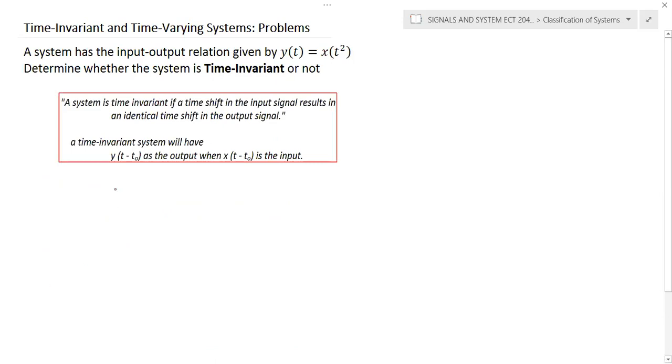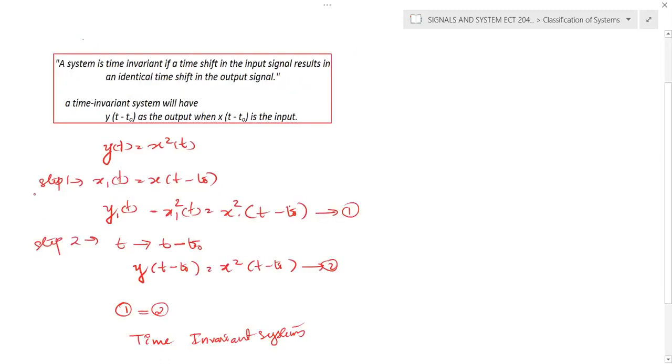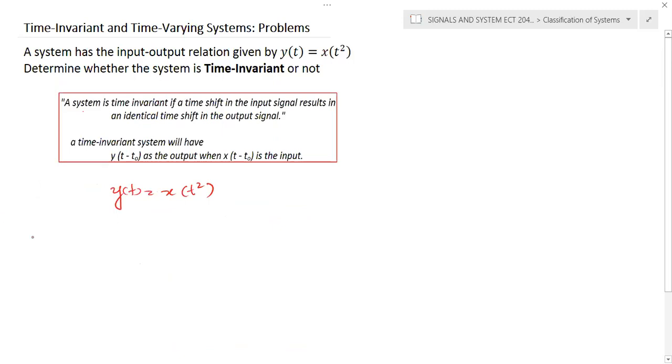Now we'll discuss a slightly modified version of the previous question. y of t is equal to x of t square. So here you can see that the square is given to the time. Okay. So please compare with the previous problem. In the previous problem, it is x square of t. Now it is x of t square.